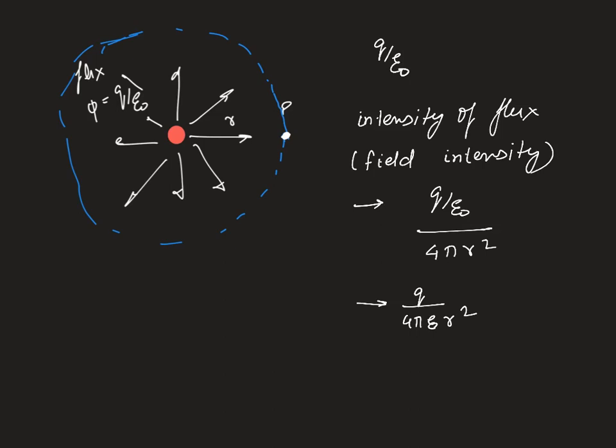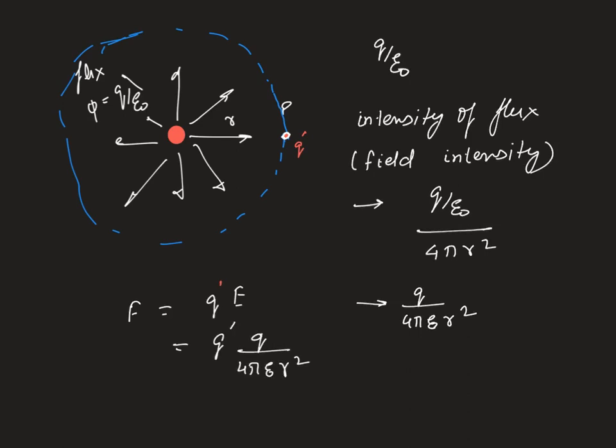Now if you keep a charge at the point P, let's say you keep a small charge q at the point P, the charge q will experience a force. And what will be the force? The force is the small charge q into the field intensity. Let's call this charge q dash. So q dash into E, q dash into the field intensity, that is q upon 4 pi epsilon naught r squared.